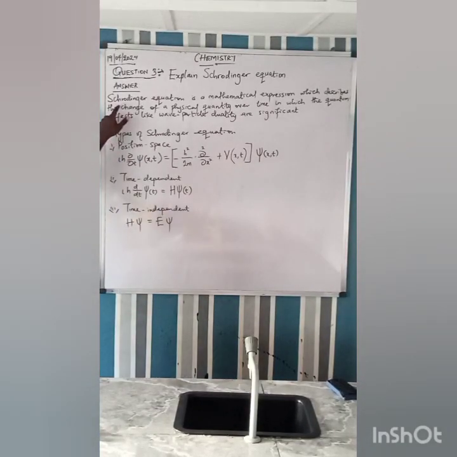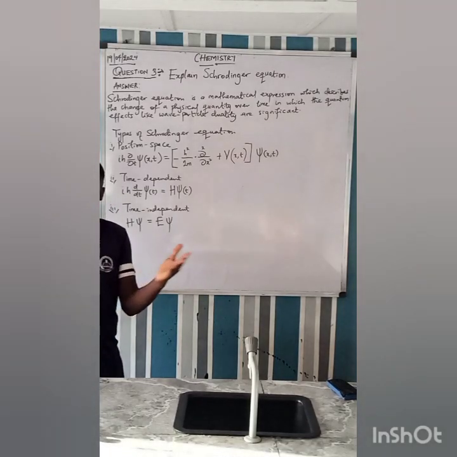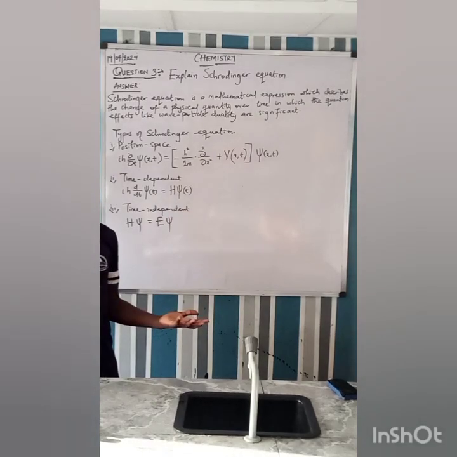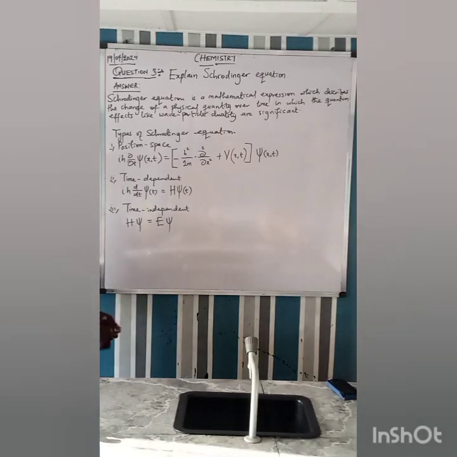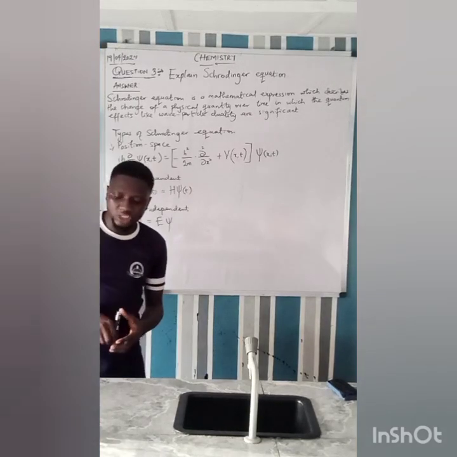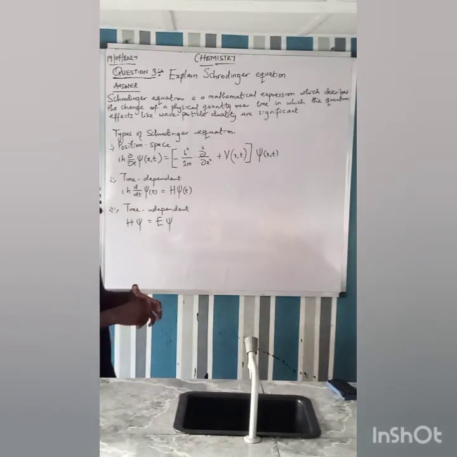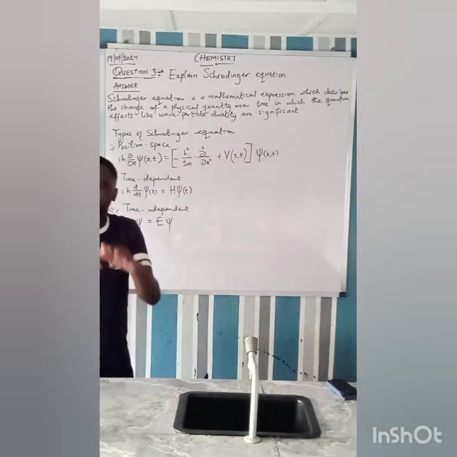Just like what we have here, the Schrödinger equation is a mathematical expression which describes the change of a physical quantity. This physical quantity we are talking about is the wave function. This wave function includes the momentum of that particle, the time at which we are having that particle, the position of that particle, and the spin of that particle. This is with respect to time, in which quantum effects like wave-particle duality are significant. Just as we know that matter behaves as either wave or particle, that is why we have different scientists working on that.